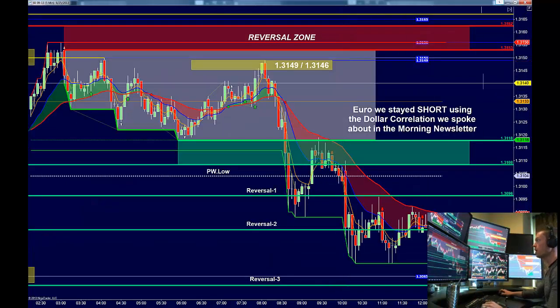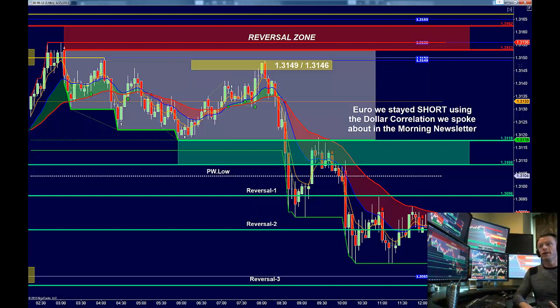How about the euro? We got any euro traders out there? Yeah, whether you're trading Forex or futures. Now, I'll tell you right now, I could close my eyes on the euro right now, and I could hit the short button. Once we saw that dollar correlation coming true this morning, it was relatively easy. The key was sticking to the sell side.